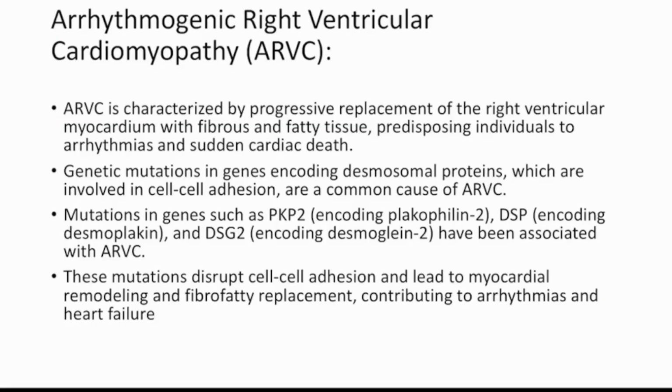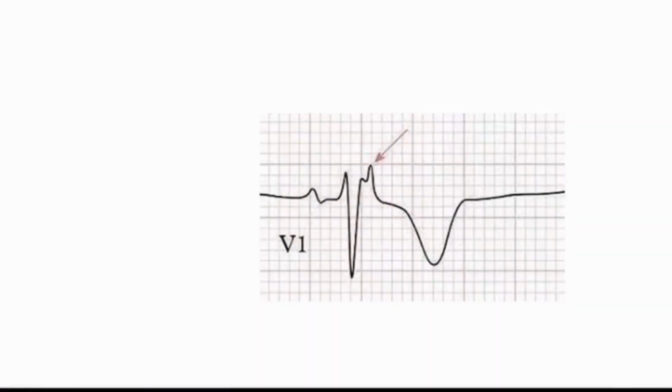Then we have arrhythmogenic right ventricular cardiomyopathy. The only feature that you will come across will be on the ECG. You can get abnormalities. There is a progressive replacement of the right ventricular myocardium with fibrous fatty tissue. Such individuals are prone to the development of arrhythmias and death. Again, this is due to mutations. Here you can see the typical ECG pattern: in the V1 lead you will get a change, with inverted T waves. This is the characteristic finding in arrhythmogenic right ventricular cardiomyopathy.